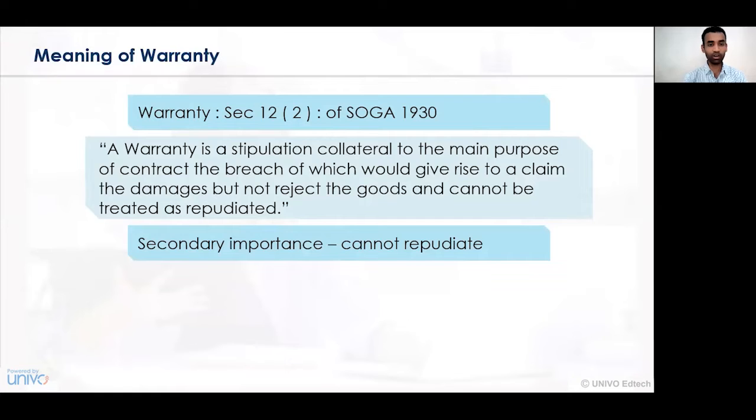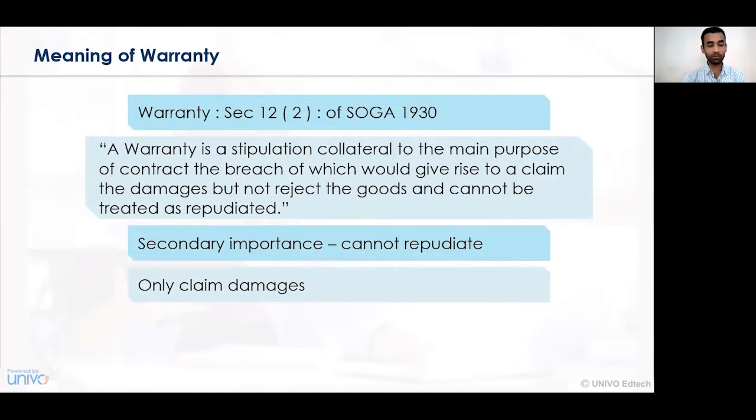In consideration, the guarantee or warranty contract always has a secondary importance because it is always collateral to the main purpose of the contract. So stipulation refers to a condition, and collateral refers to secondary importance. And hence, when we have a collateral condition in a warranty contract, as per the Sale of Goods Act, the warranty contract itself has secondary importance and cannot be repudiated, that is, the contract cannot stand cancelled.